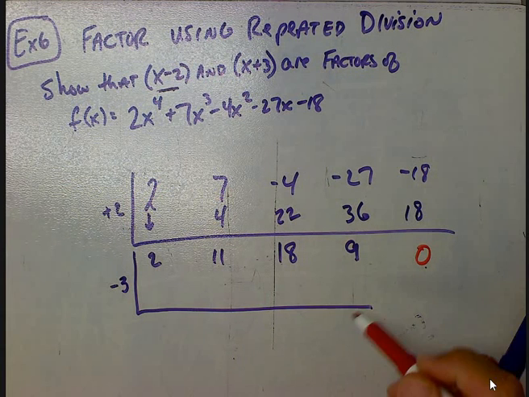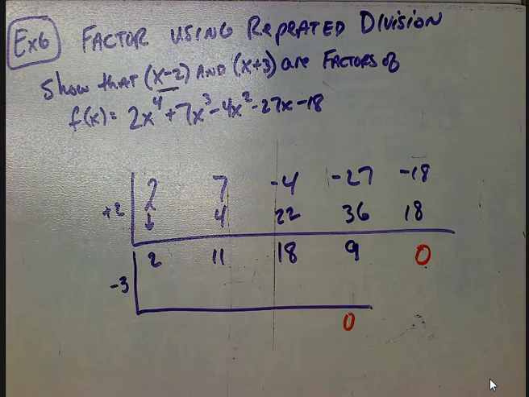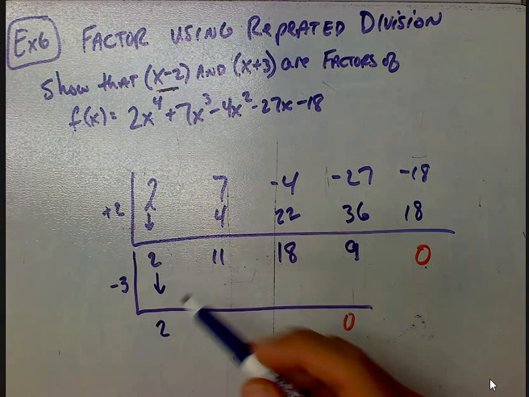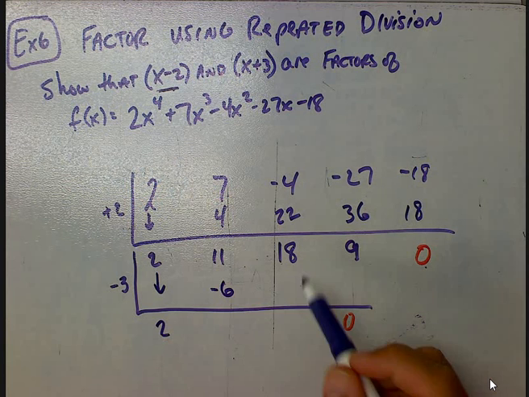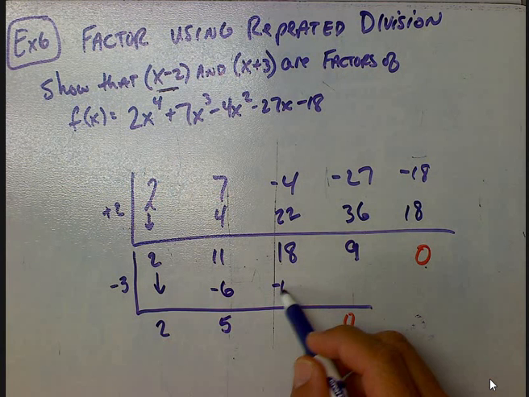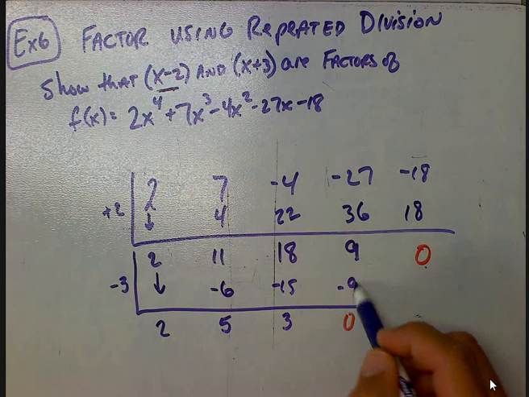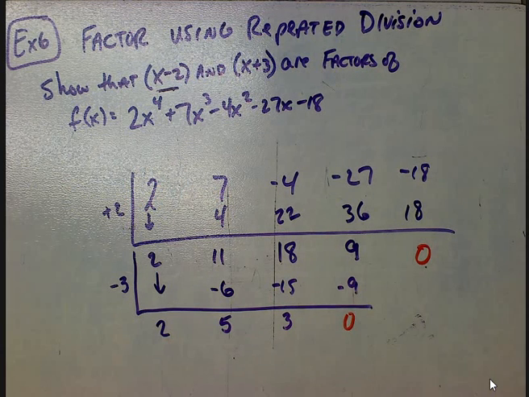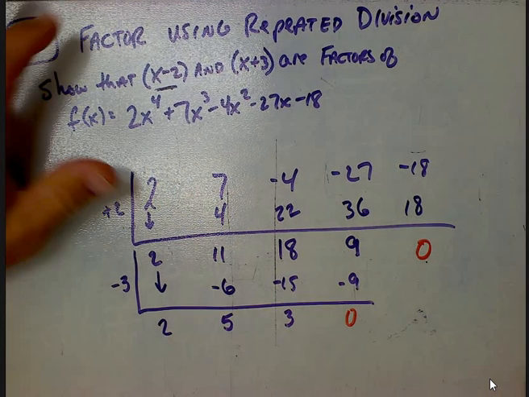I should get 0 right there if it really is a factor. Drop the 2. Negative 3 times 2 is negative 6. 11 minus 6 is 5. Negative 15, 3, negative 9. And again, I end up with 0. That's good. Okay. Now it says factor using repeated division, so we're going to go ahead and finish this problem with complete factoring.